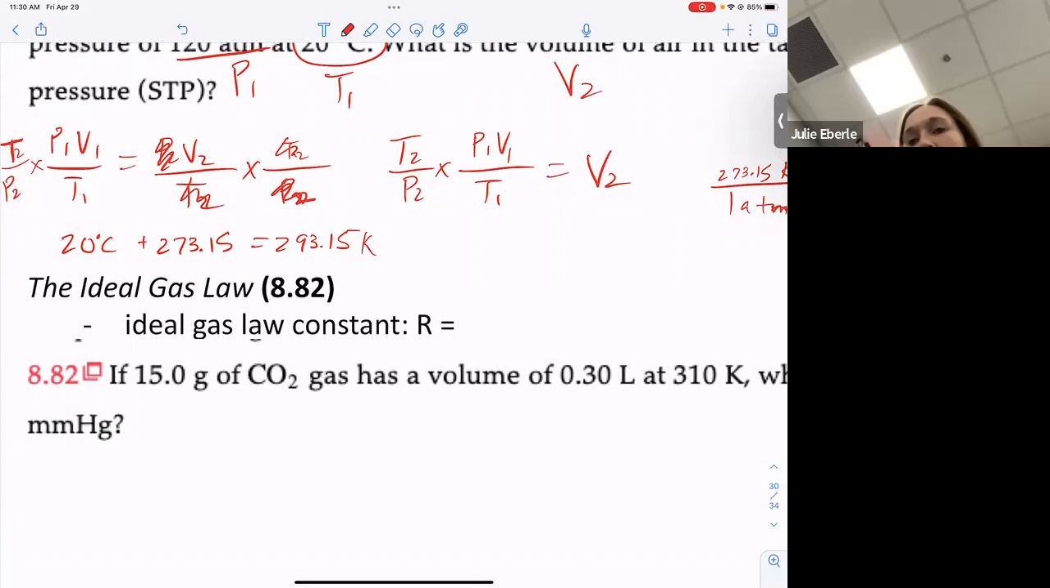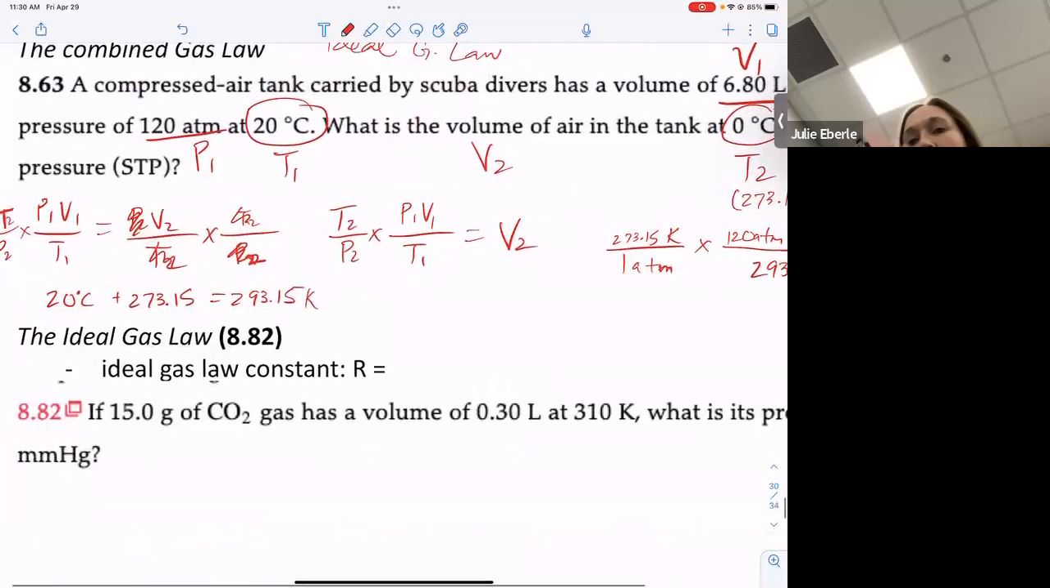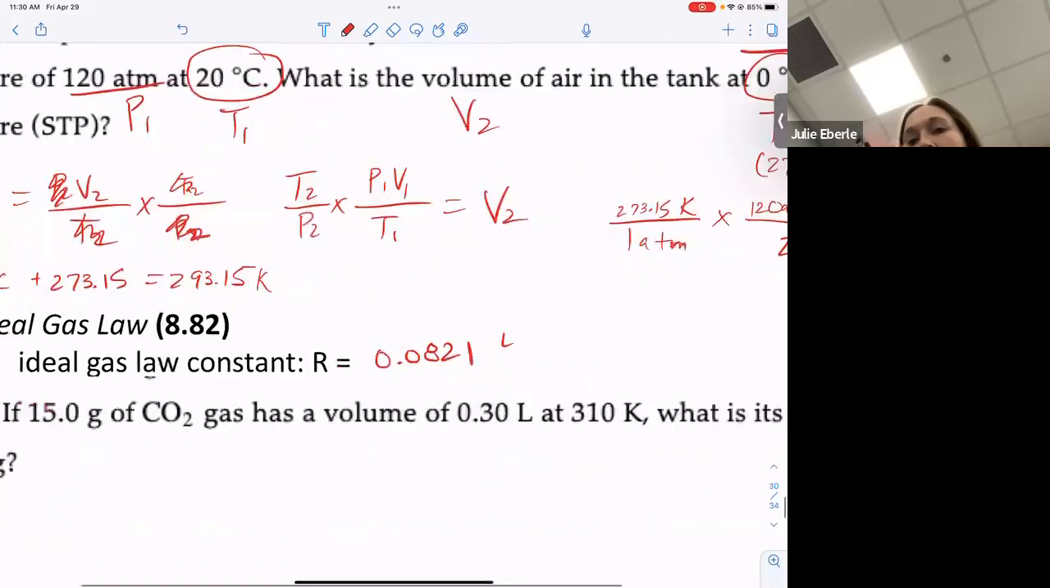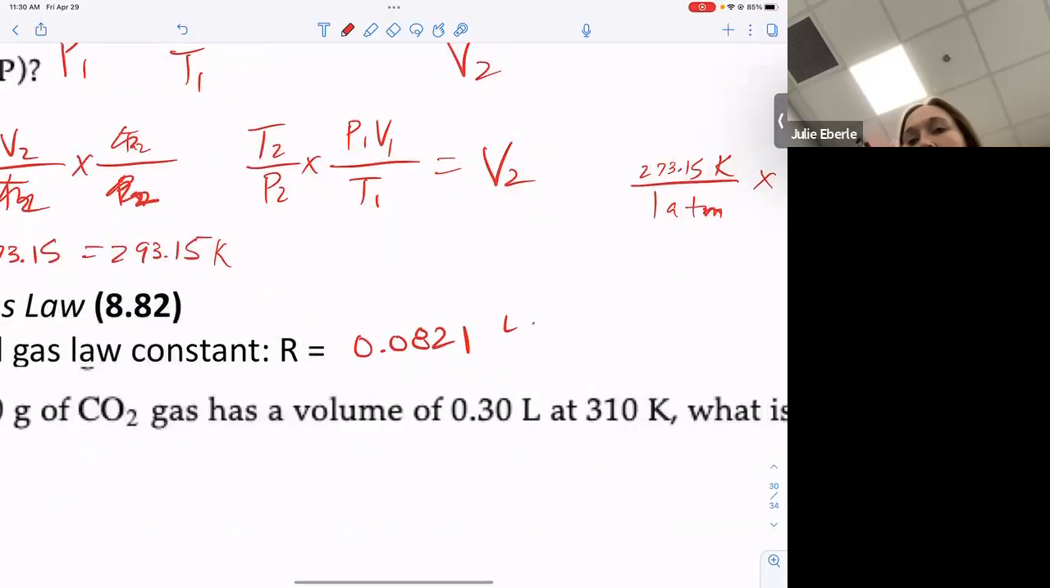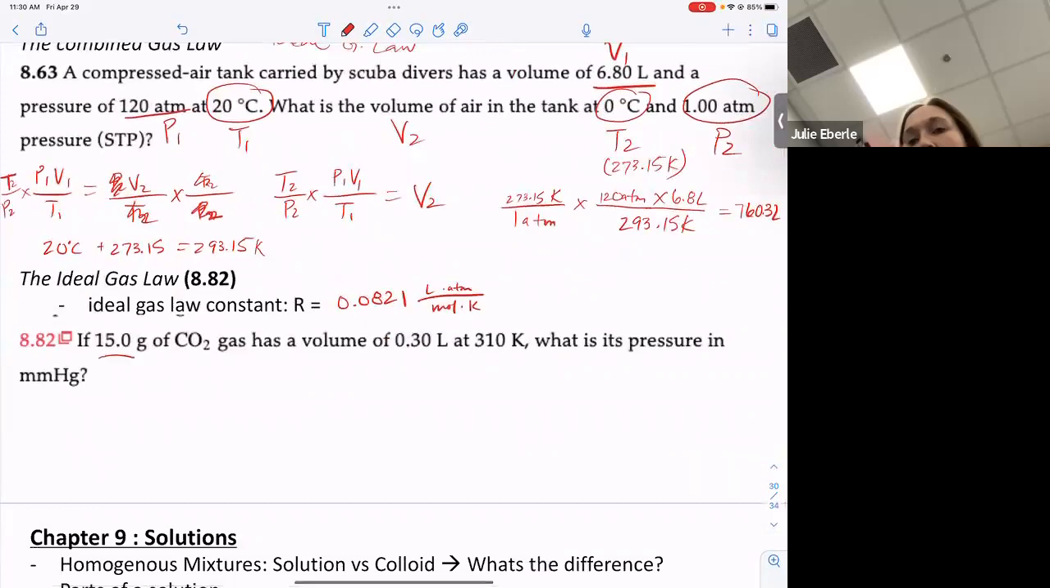All right. Ideal gas law, and then we're on to chapter 9, the last chapter. So for the ideal gas law, you'll have this constant, 0.0821. Just pay attention to the units when you're doing an ideal gas law problem. It's liters times ATM over mole times Kelvin, right? So if we're working an ideal gas law problem here, 15 grams of CO2 gas has a volume of 0.3 liters at 310 Kelvin. What's the pressure in millimeters mercury? I'm going to say ATM. I don't want to do that much work. Don't you wish you could edit a test like that?